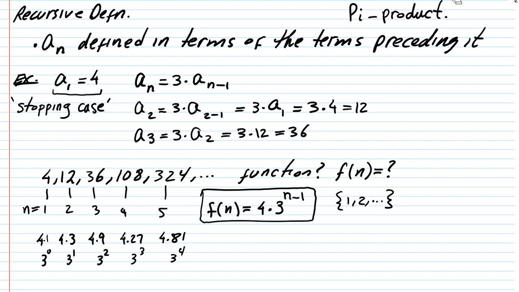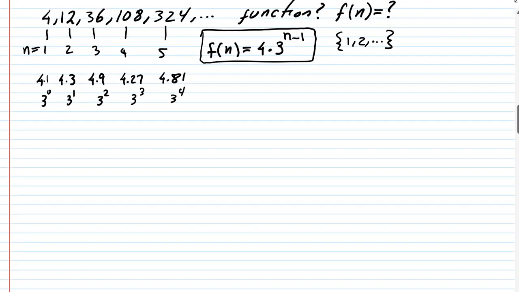sequences. Okay, let's do another example here. For this example, let's say I have the sequence that alternates: -2, -4, 6, -8, 10, and so on.